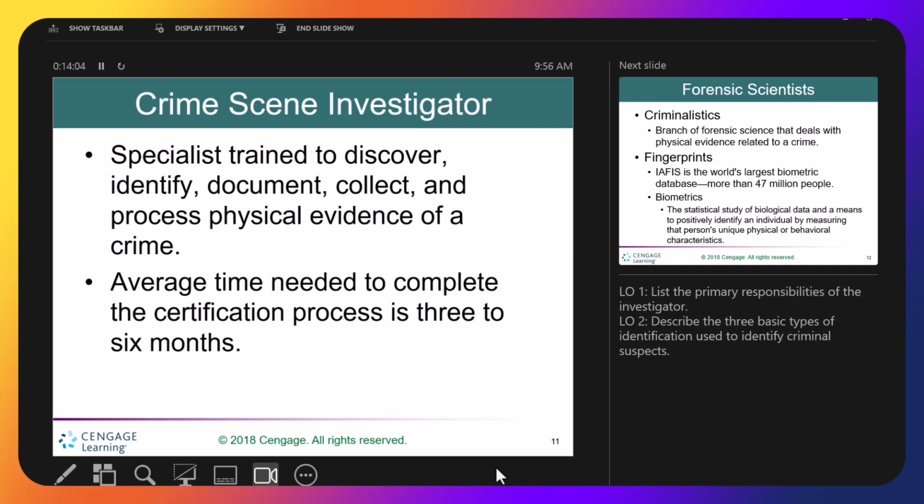Again, they're specialized, and they have training, and they have to go to schools to get certifications in crime scene work and how to conduct them. And based upon how they conduct the crime scene can sometimes determine whether or not a guilty person goes free.